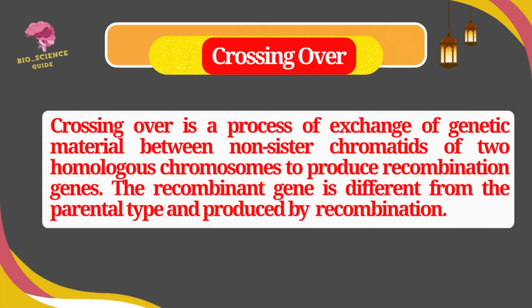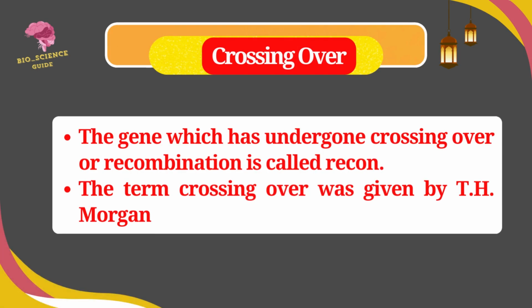Crossing over is a process of exchange of genetic material between the non-sister chromatids of two homologous chromosomes, which produces recombinant genes. The recombinant gene is different from the parental type and is produced by recombination. The gene which has undergone crossing over or recombination is called a recon. The term crossing over was given by Thomas Hunt Morgan.